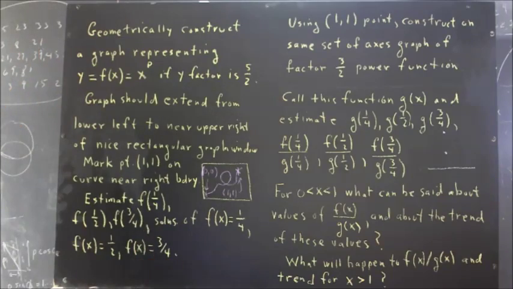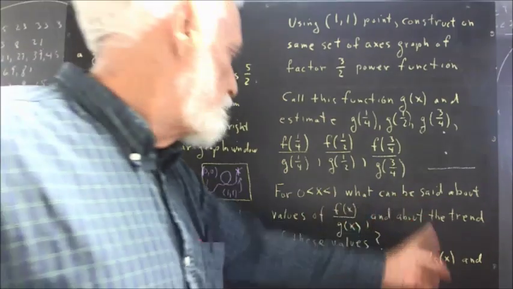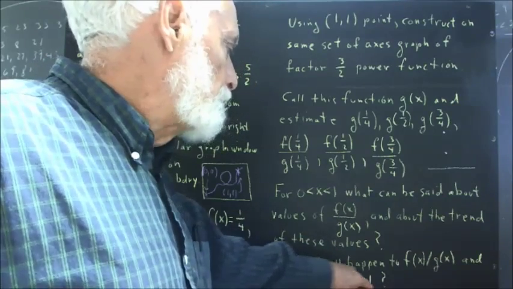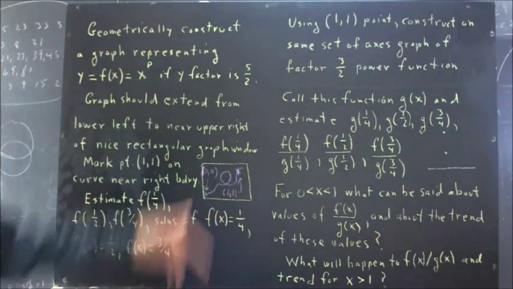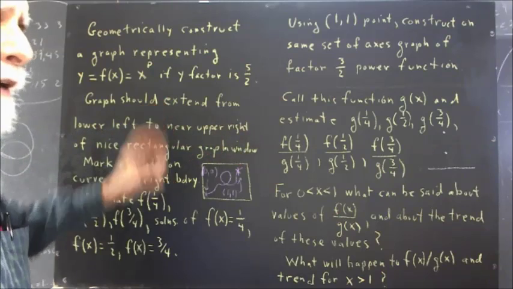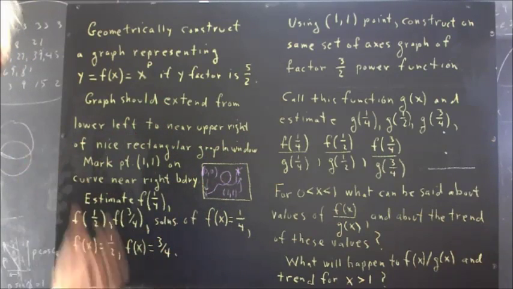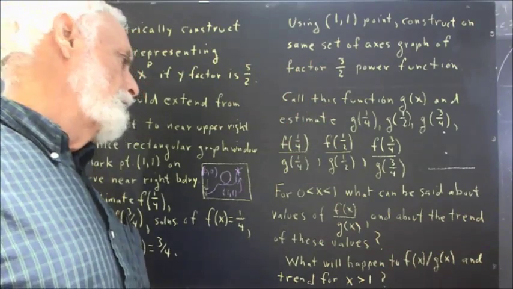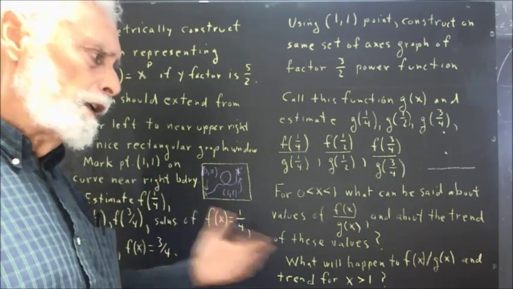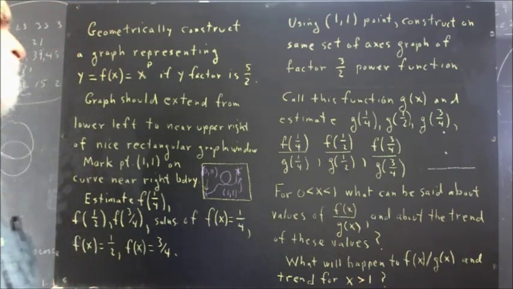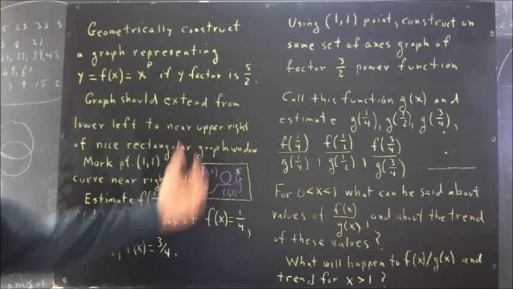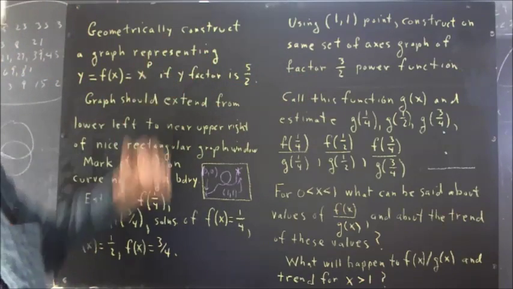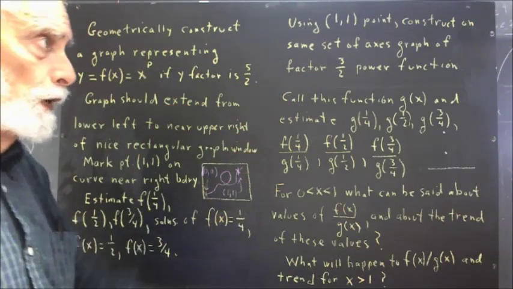Okay, then what's going to happen to f of x over g of x and to the trend when x goes bigger than 1? Our graph only goes up to 1, but what's the trend, how do the values behave, what's going to happen beyond that, and how can you maybe justify that? How could you prove that that would be the case without actually constructing the graph, just based on the 3/2 and the 5/2 factors for the two different functions?